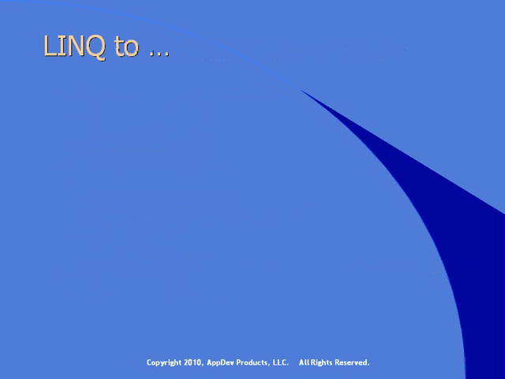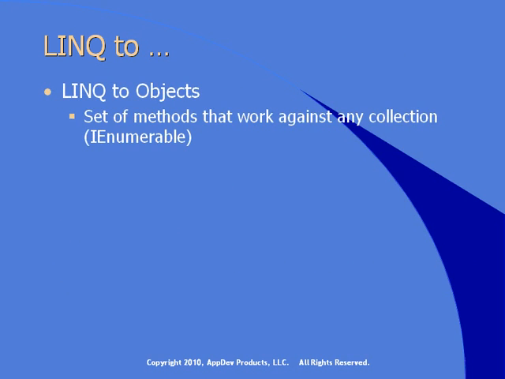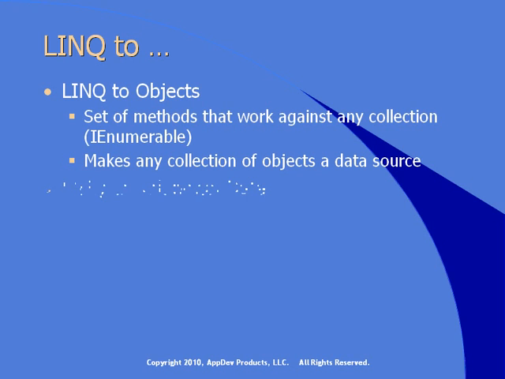Now, there are a number of different ways to use LINQ. You can use LINQ to objects. This allows you to iterate over any collection that implements IEnumerable and retrieve data easily, so you don't have to write code that actually loops through the objects looking for things. LINQ will do that for you. It makes any collection of objects a data source. I love this feature and use it often because it really simplifies code. We'll see a few examples of that.